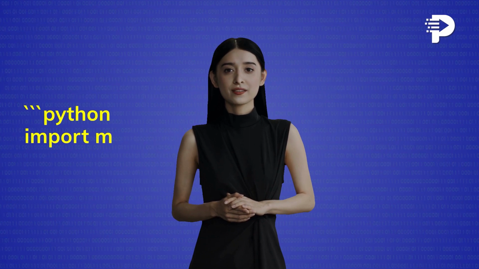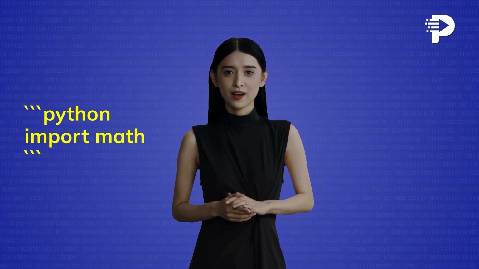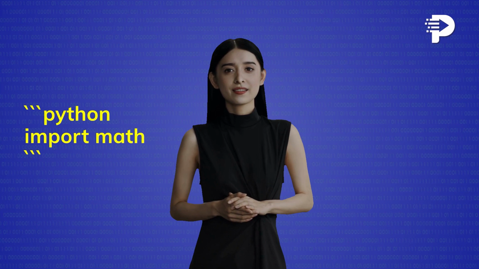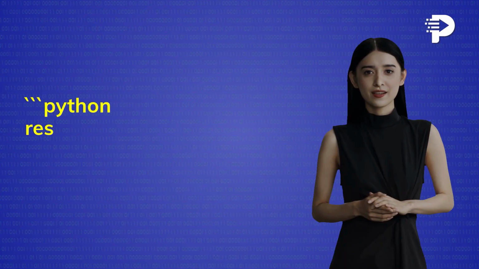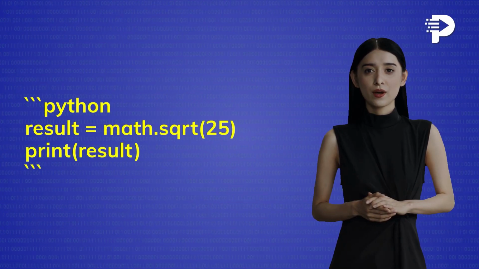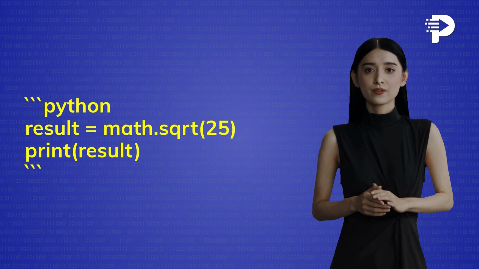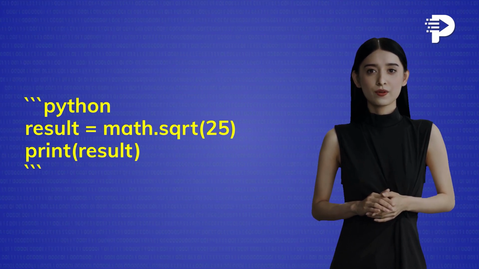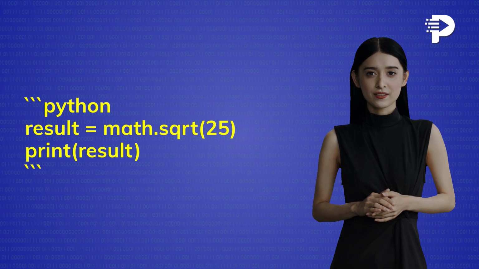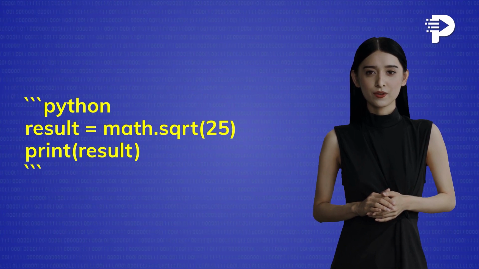To import a module, you simply use the keyword import followed by the module name. For example, to import the math module, you write: import math. And that's it. You now have access to all the functions and classes within the math module. To use a function from the module, you can use the dot notation like this: result = math.sqrt(25), print(result). This code calculates the square root of 25 using the sqrt function from the math module.